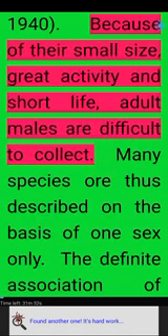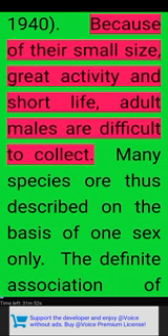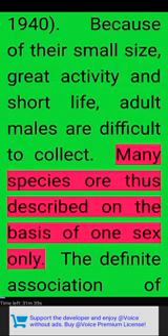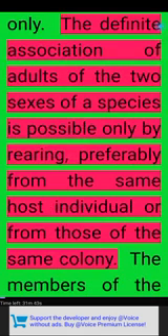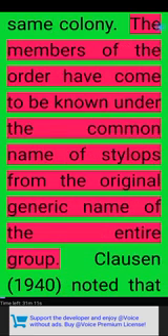Because of their small size, great activity and short life, adult males are difficult to collect. Many species are thus described on the basis of one sex only. The definite association of adults of the two sexes of a species is possible only by rearing, preferably from the same host individual or from those of the same colony. The members of the order have come to be known under the common name of Stylops from the original generic name of the entire group.